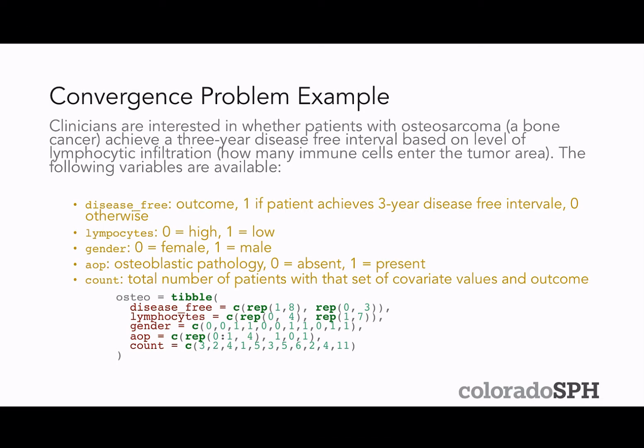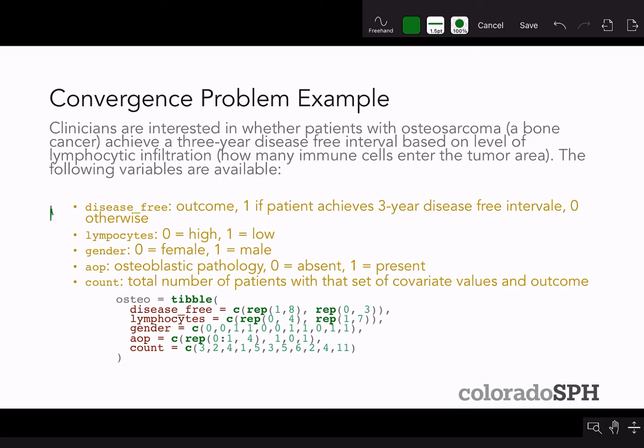So I'm going to go through a data example. In this data set, clinicians are interested in whether patients with osteosarcoma, a bone cancer, achieve a 3-year disease-free interval based on level of lymphocytic infiltration, or how many immune cells have entered the tumor area. The following variables are available. We have disease-free, that's the outcome: 1 if the patient achieves a 3-year disease-free interval, and 0 if the patient does not.